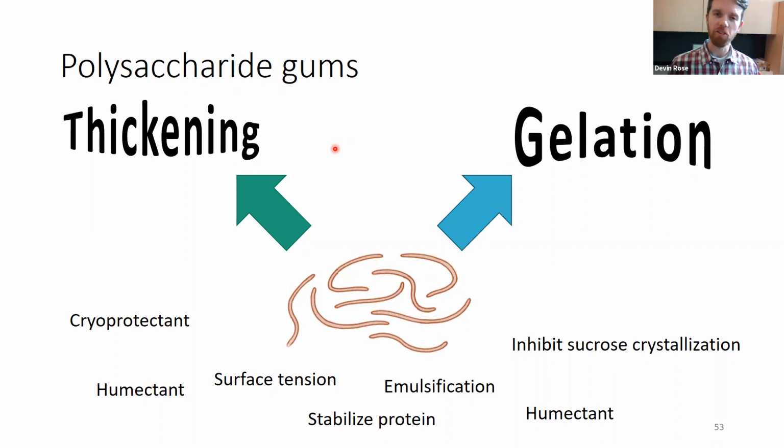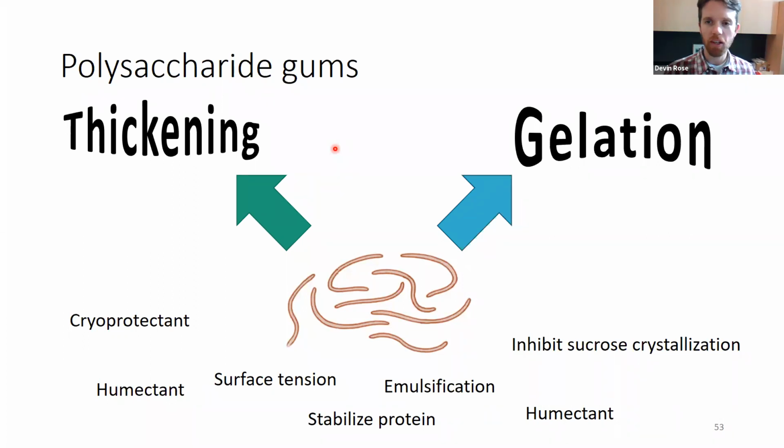So polysaccharide gums, in my opinion, could be classified both as carbohydrates and as food additives. So I think it covers both of the topics that we're covering in this exam. And so maybe we've transitioned into food additives again.